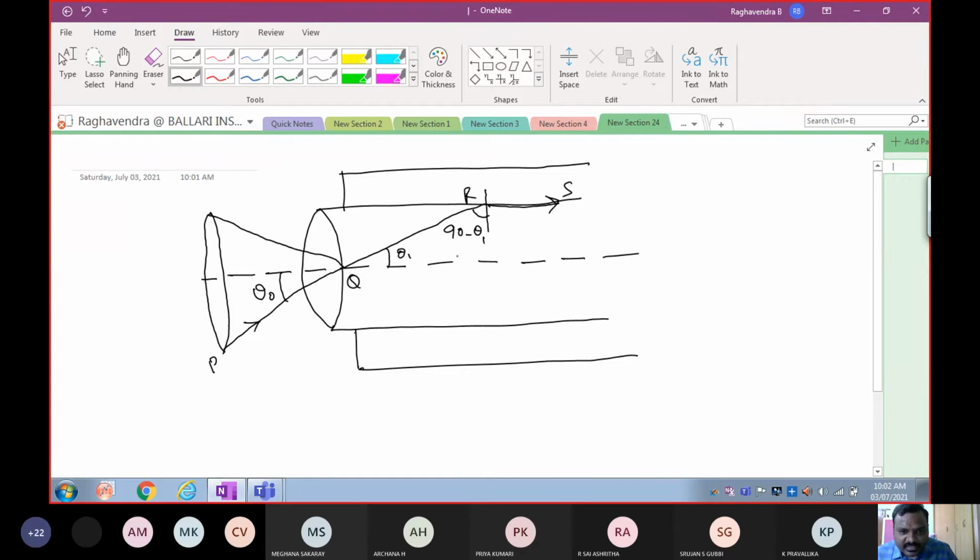Okay, so I had already explained this figure. Now I'm going to derive an expression for the numerical aperture.